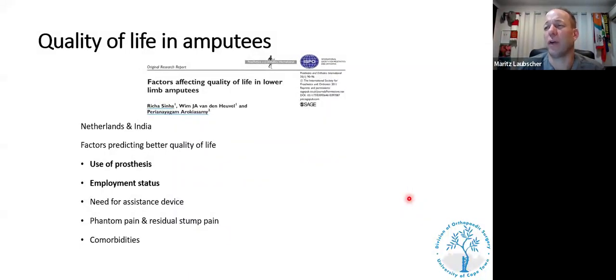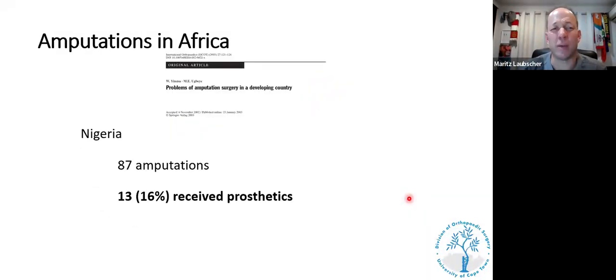So, when you offer an amputation to a patient, you should consider whether the patient will have access to a prosthesis, because if not, then a limb salvage, even with an inferior result, would be beneficial. There's very little published about amputations in Africa, but there's a paper from Nigeria that showed only 16% of 87 patients that had amputations eventually got a prosthesis.